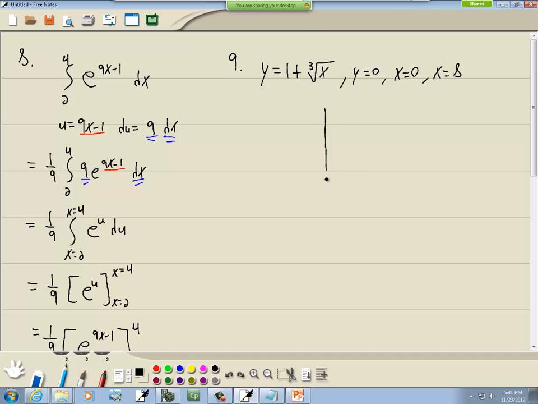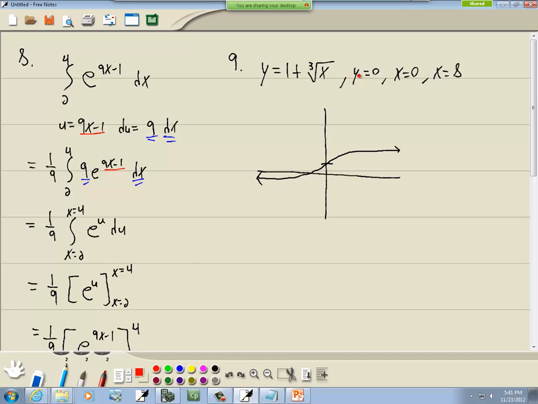Now if I look at the graph of this, I know what the cube root of x looks like, if you remember that from college algebra. It just kind of looks like that. The plus 1 means it's shifted up 1. So I'll just kind of sketch it here. Something like that. That's not perfect, but it doesn't have to be perfect.